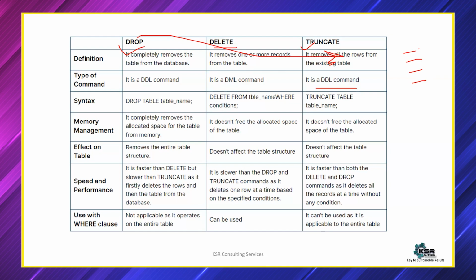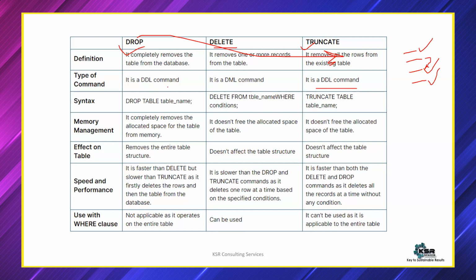If it has found a similar match here, it will delete it. If it is not found here, it will go ahead. If it has found a match here, delete it. Match found, delete it. Now delete is the slowest, drop is second slowest, and truncate is the fastest.